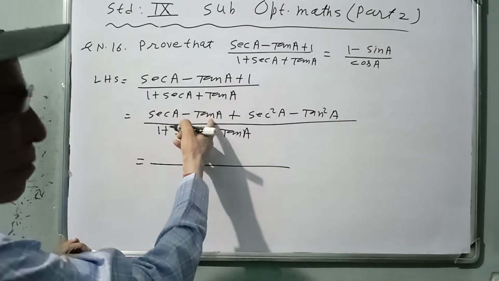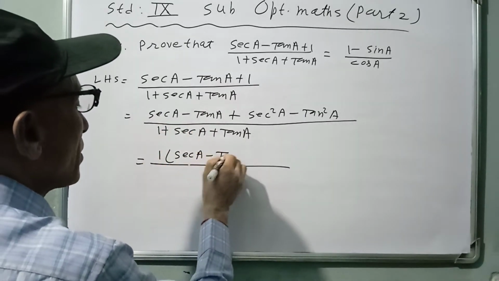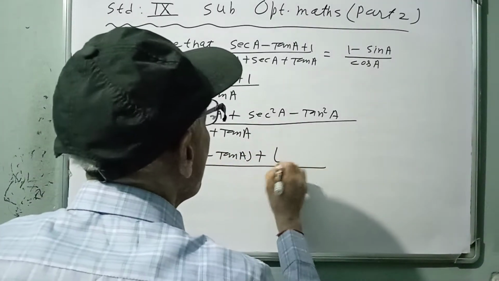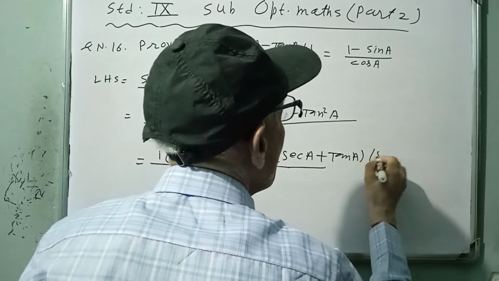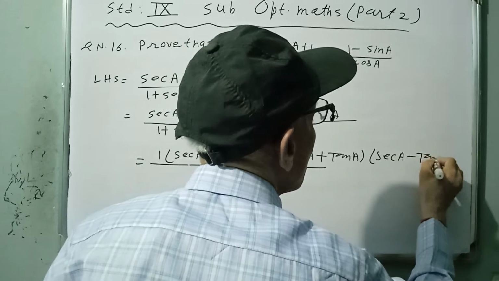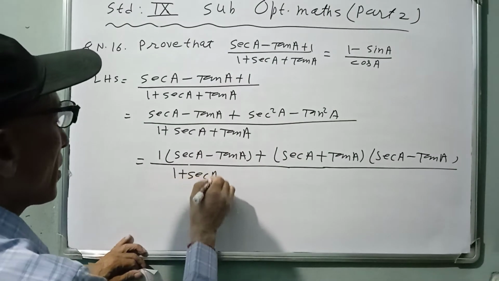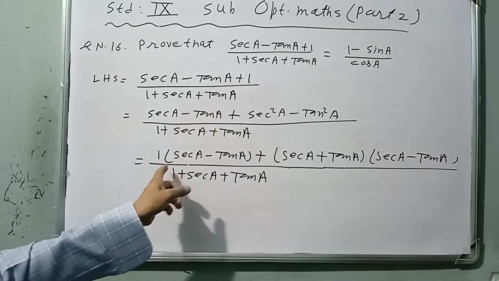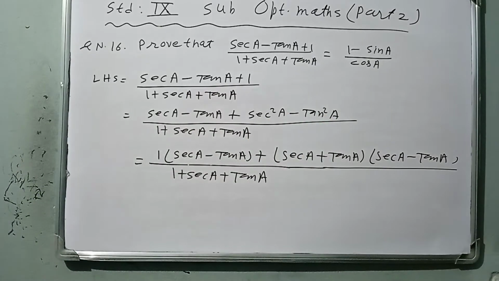Here what is common? 1 is common. Sec a minus tan a plus a square minus b square, which is a plus b into a minus b, upon 1 plus sec a plus tan a. First and second, 1 common: sec a minus tan a plus a square minus b square, a plus b into a minus b. Now what is common?